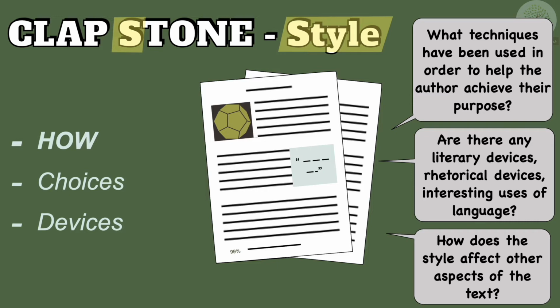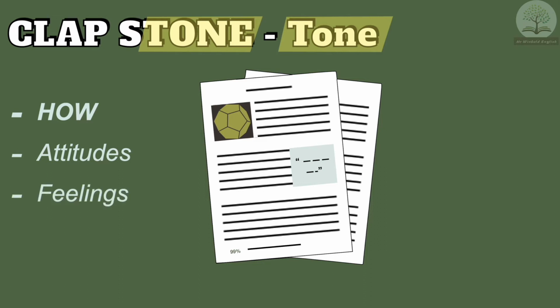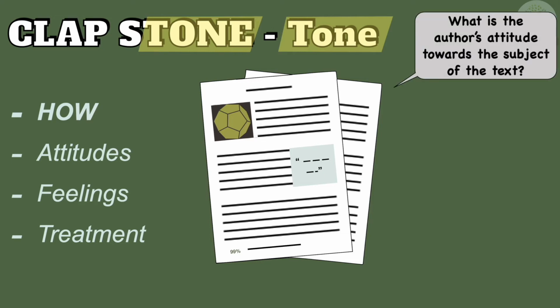And the last thing we need to remember is tone. Again, the tone is a question of how. This time it's how does the text portray attitudes towards something, and how does the text encourage us to feel? Here we can ask ourselves questions about treatment as well. How does the text treat the subject? Does it treat it in a way that's optimistic, pessimistic? Is it critical? Is it dismissive? Is it encouraging? How does it treat that subject matter? So a question to help us here is, what is the author's attitude towards the subject of a text?